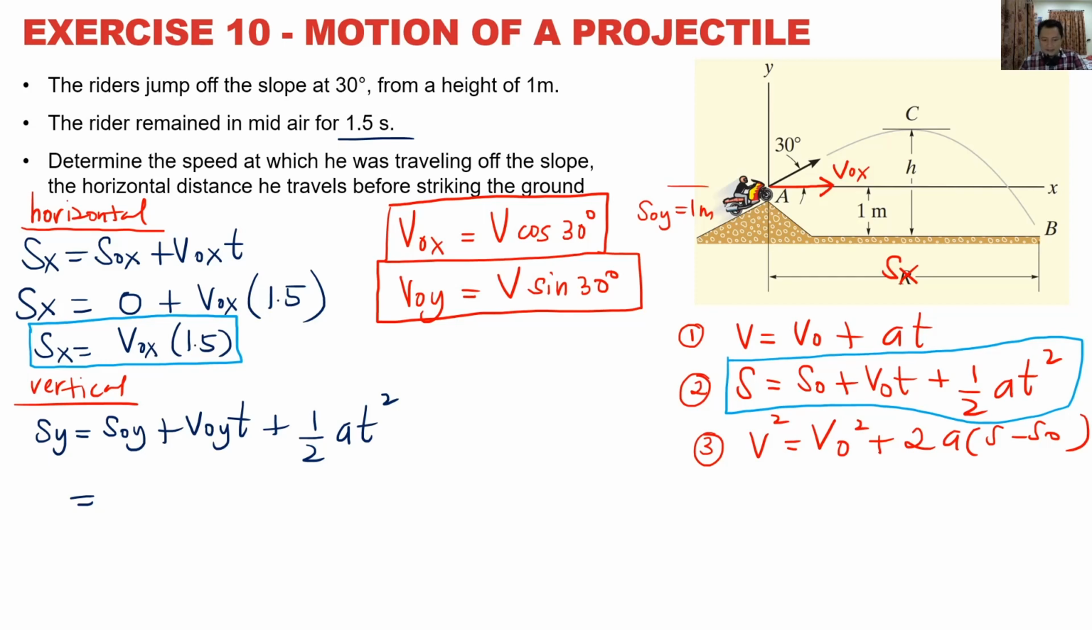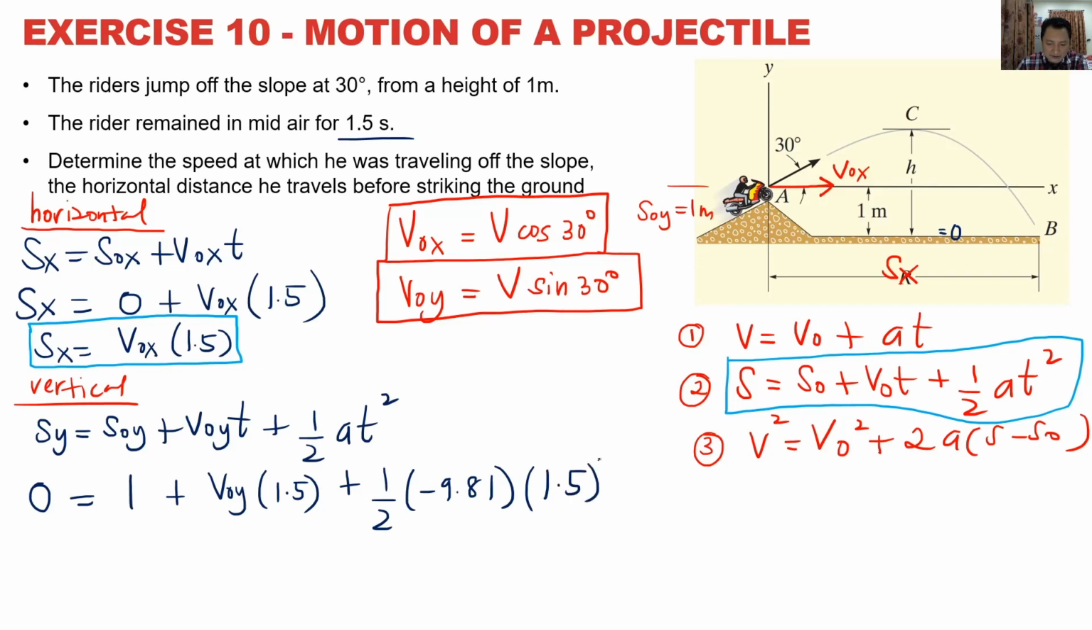So how to solve this? S naught Y, do you know that? Yeah, we know. Original height is 1. Final height is 0, because it drops on the floor. We take 0 here. So V naught Y, do we know? We don't have the value. V naught Y we don't know. T we know. 1.5 plus half negative 9.81 T squared. But T you know already. Let's plug in T. 1.5 squared.